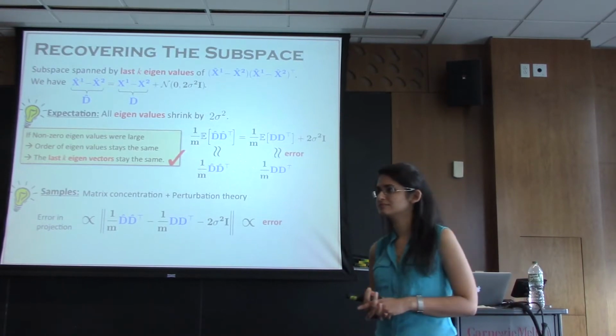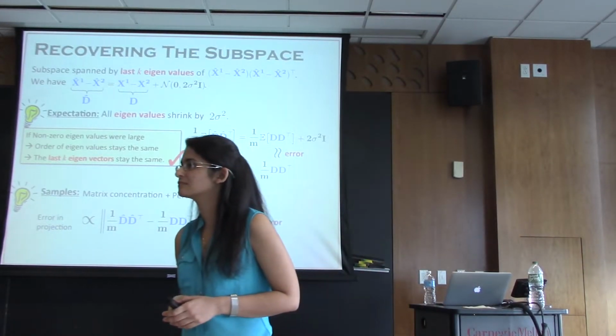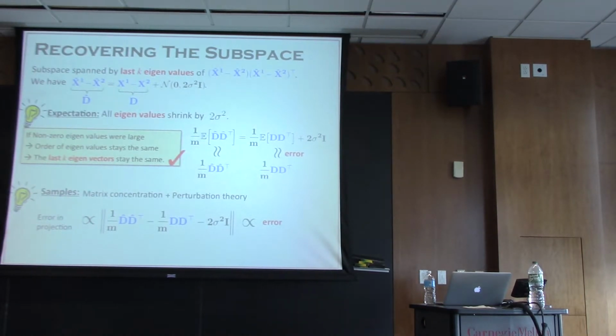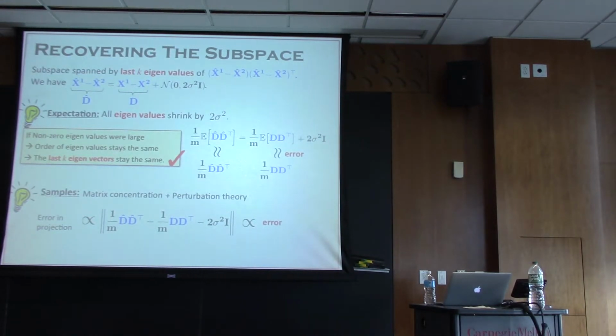So why can't you just subtract the sigma squared identity? Sorry, I can't hear you. You can just subtract the variance from the sigma. Because I don't want to know the variance. I think that can be estimated.